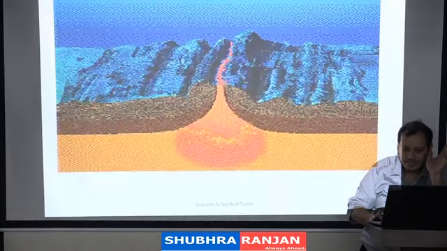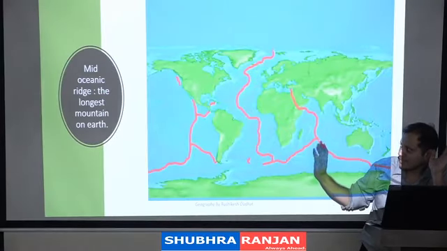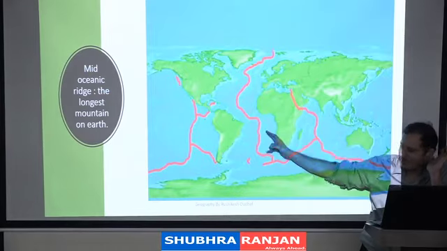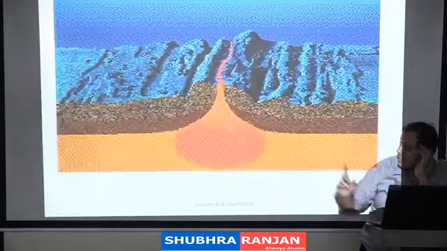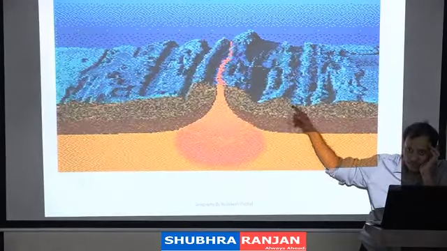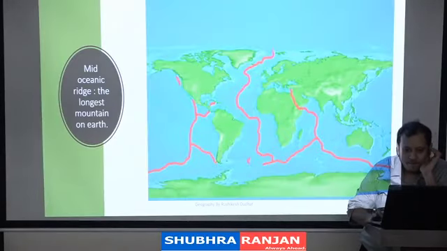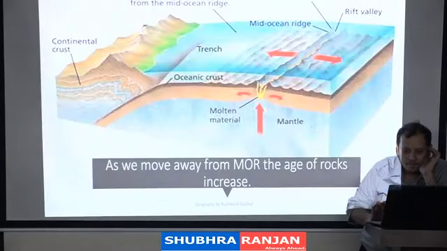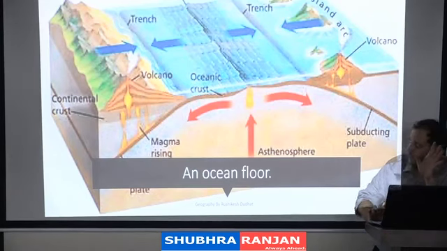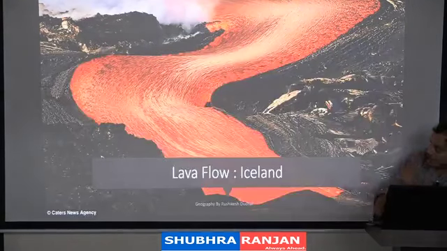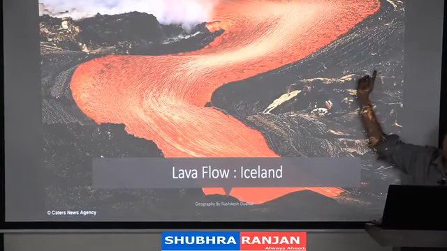And I guess this was the last slide we had seen. Mid-oceanic ridge is the biggest mountain system on the earth. We have also seen how the mid-oceanic ridge operates. This is what is continuously occurring along the sea floor. Fine with this? Now this is how the basic lava is flowing.